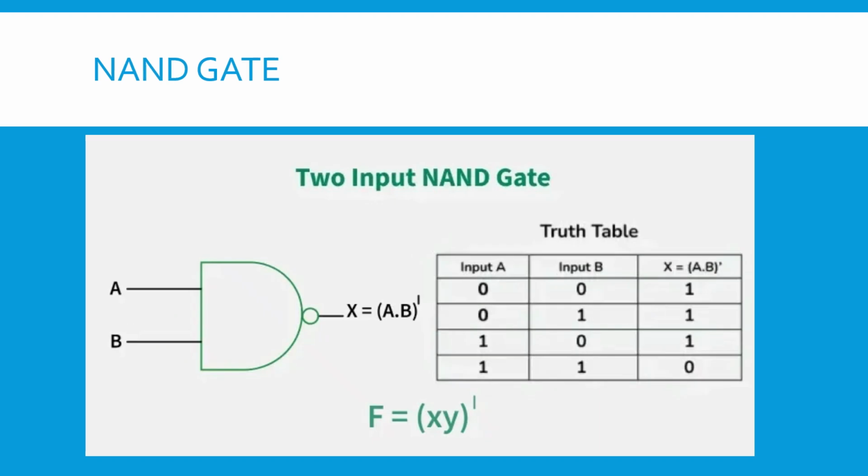NAND gate, which is another type of universal logic gate. It can be seen as an AND gate followed by a NOT gate, so it gives the exact opposite output of what a normal AND gate gives. Its output is low only when both the inputs are high. In all the rest of the cases its output is 1. So this is exactly opposite of AND gate. And it can take multiple inputs, like more than two inputs, and a single output at any time.